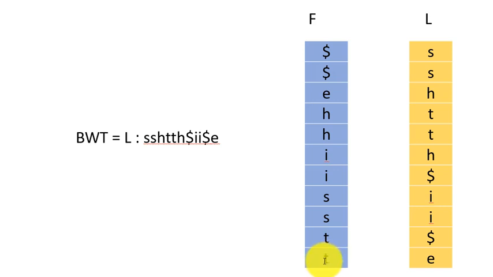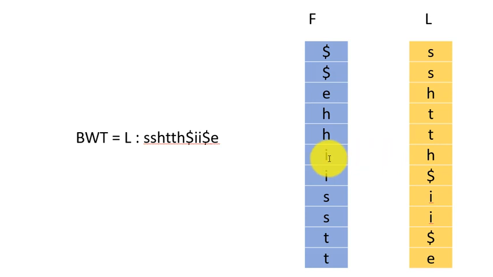When we find T here, it will be the second T in the first column. So we go to the second T of the last column here, and from this T, we refer to the same index in the first column. So the next character will be H, and this H will be the second H in the first column. So I refer the second H to the last column here, and then I refer to the same index, which gives I.